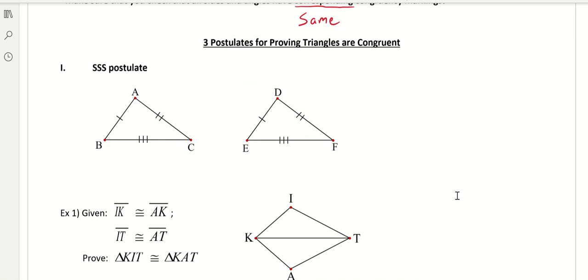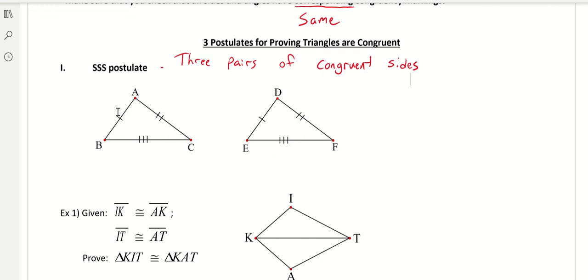The first is the side, side, side triangle congruency postulate. With the side, side, side postulate, we have three pairs of congruent sides. That's where side, side, side comes in. So let's take a look here.